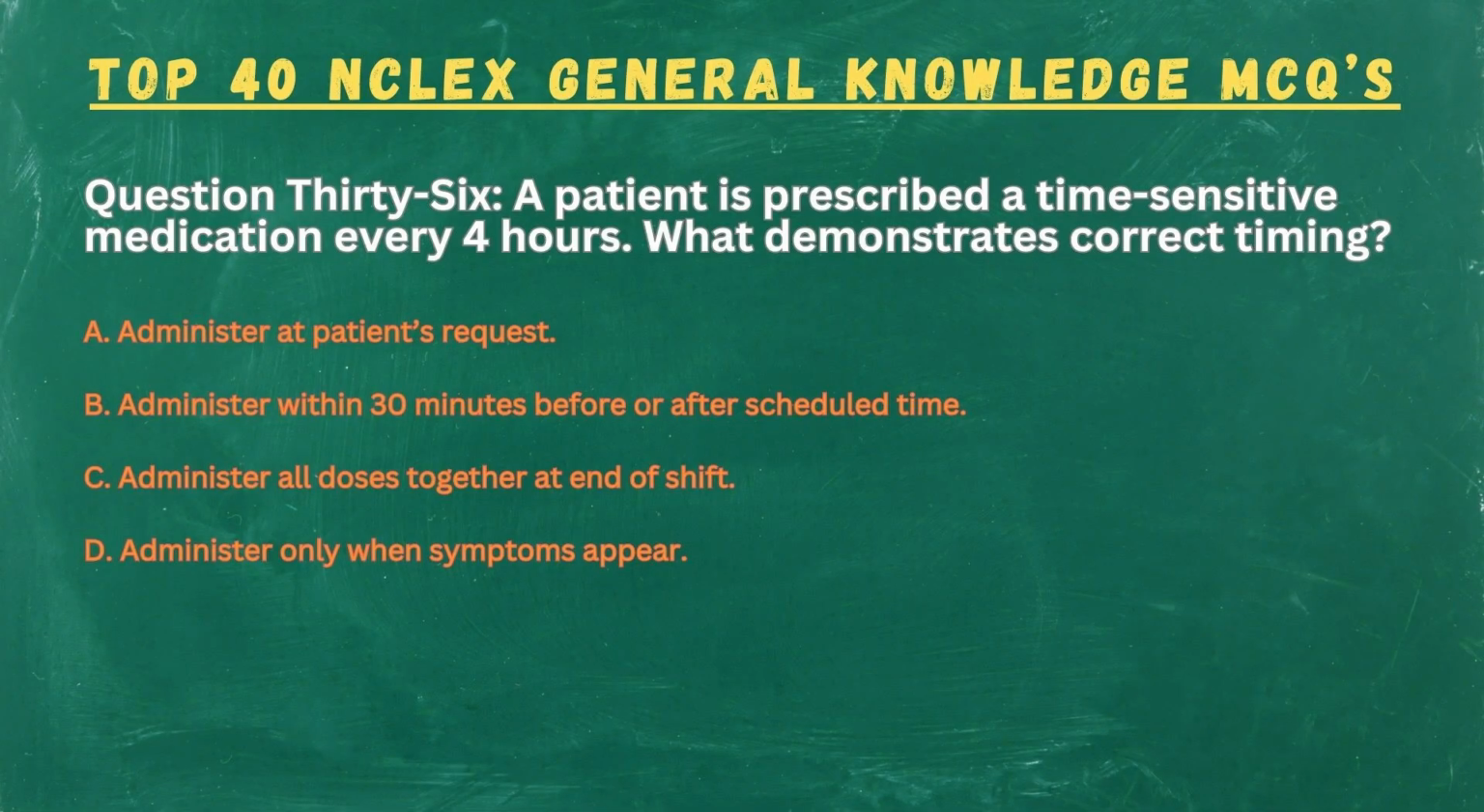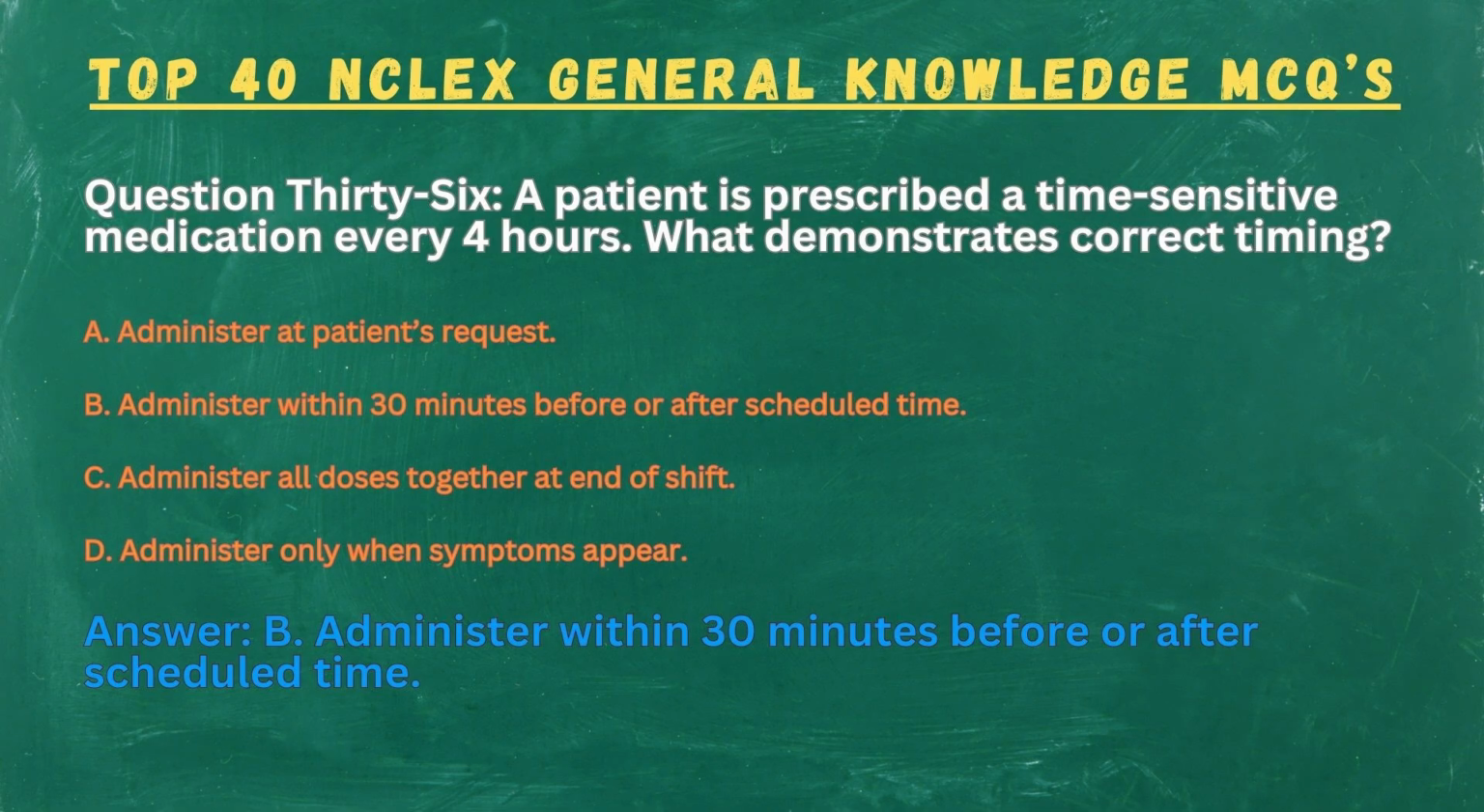Question 36. A patient is prescribed a time-sensitive medication every 4 hours. What demonstrates correct timing? A. Administer at patient's request. B. Administer within 30 minutes before or after scheduled time. C. Administer all doses together at end of shift. D. Administer only when symptoms appear. Answer: B. Administer within 30 minutes before or after scheduled time.